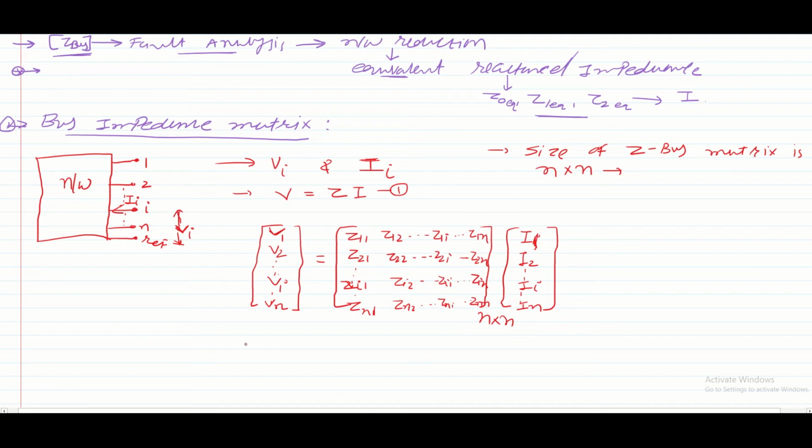Now I can write the generalized equation of this equation number 2, which is V bus is equal to Z bus into I bus. Clear?